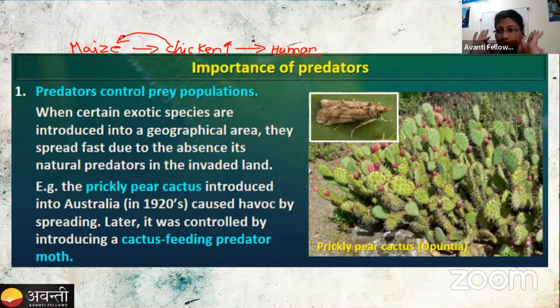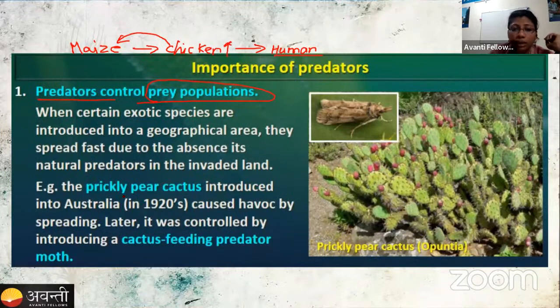The chicken to non-vegetarian nahi hai na. It is eating the plant. So it starts removing the plants there. Ab jab plants khatam ho gaye, plants nahi rahenge, to vegetarians kya karenge? Ultimately it will affect your human. So this predation also helps to control the prey population.